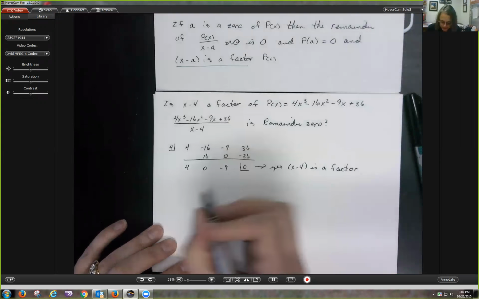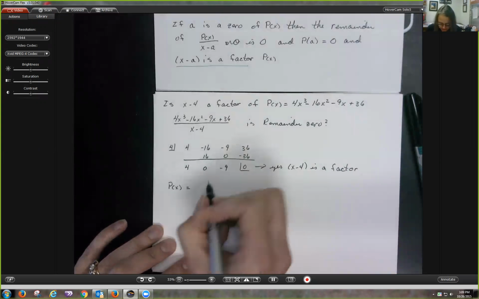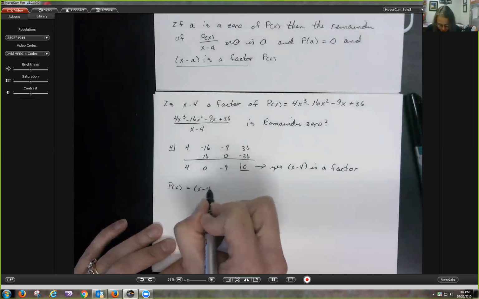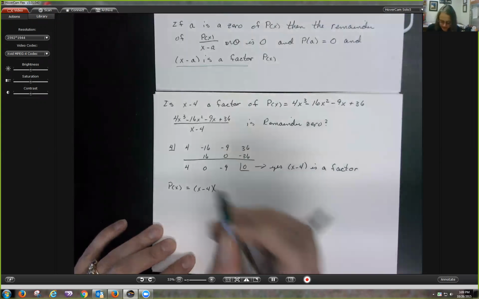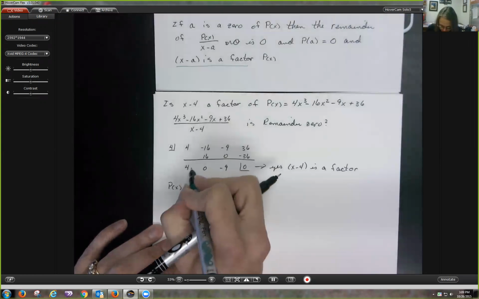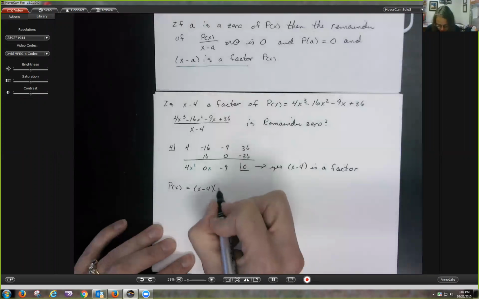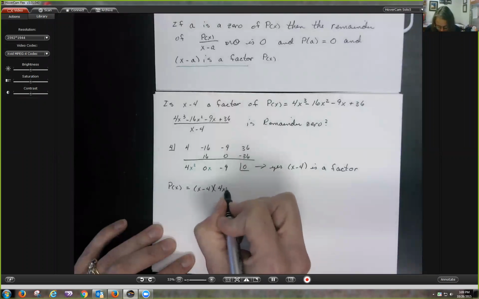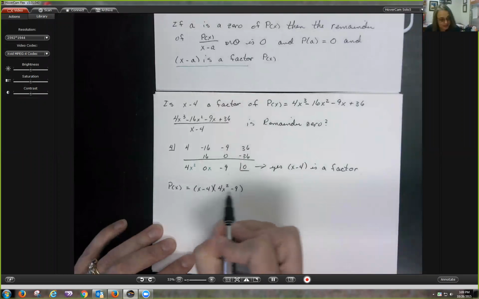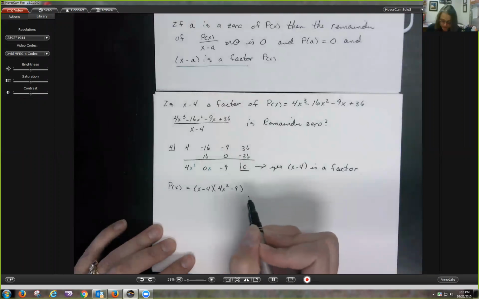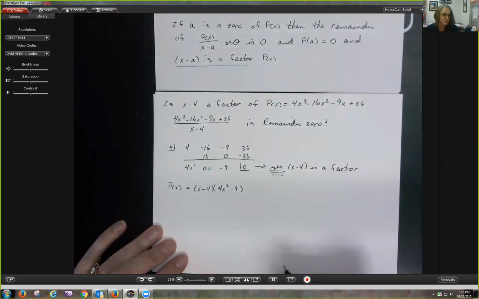And furthermore, we know the other part of the factor. We know that my original polynomial can be written in factored form as my factor, which is x minus 4, times the result of the division, which is 4x squared plus 0x minus 9, or 4x squared minus 9. Now, this isn't fully factored, but that's beyond what we want to do. Our question at this point was just, is it a factor?